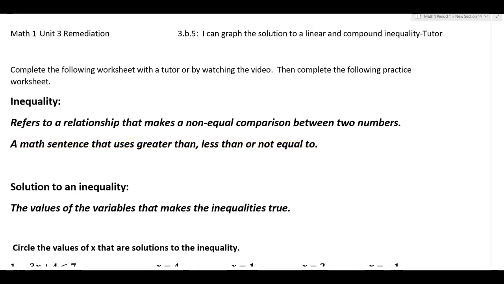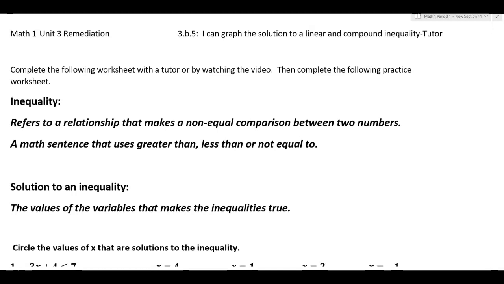Hello, Math 1. This lesson is on graphing linear and compound inequalities. This whole unit, you guys talked about solving inequalities, and we noticed that an inequality could have more than one solution, right? Therefore, we graph the solution to see what numbers are part of the solutions.